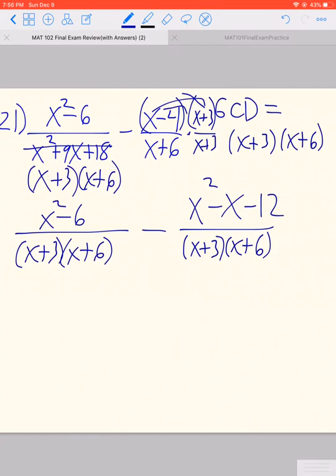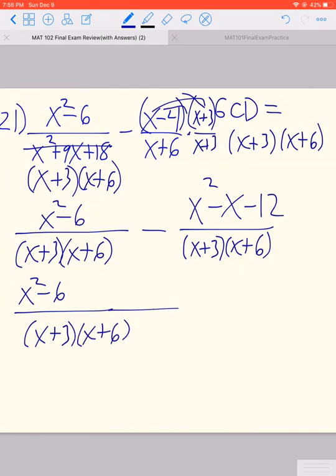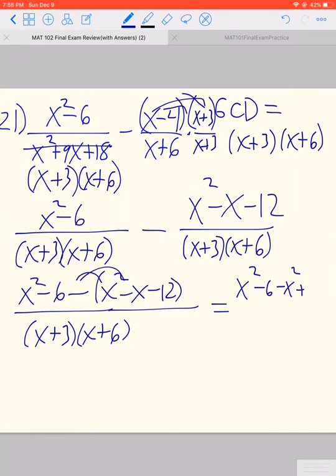Now that the denominators are the same, we can go ahead and subtract the numerators. Just be very careful on this step. Whenever you're subtracting that second numerator, that thing has multiple terms in it, so we have to make sure to subtract every single term. So this is going to look like x squared minus 6 minus x squared plus x, and then it's going to become a plus 12 all over x plus 3 times x plus 6.